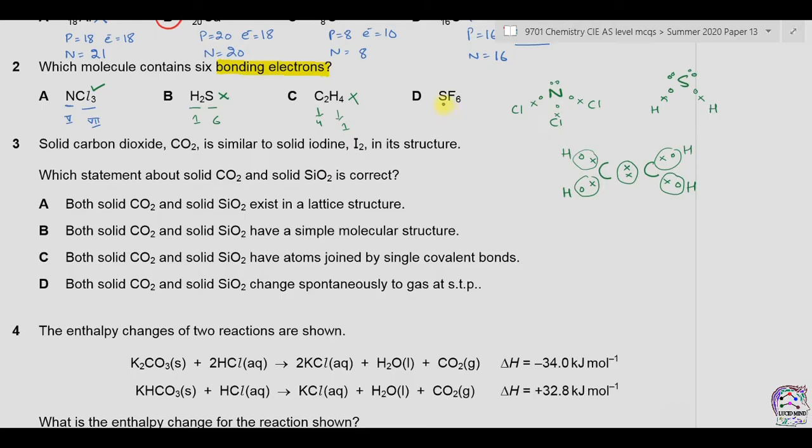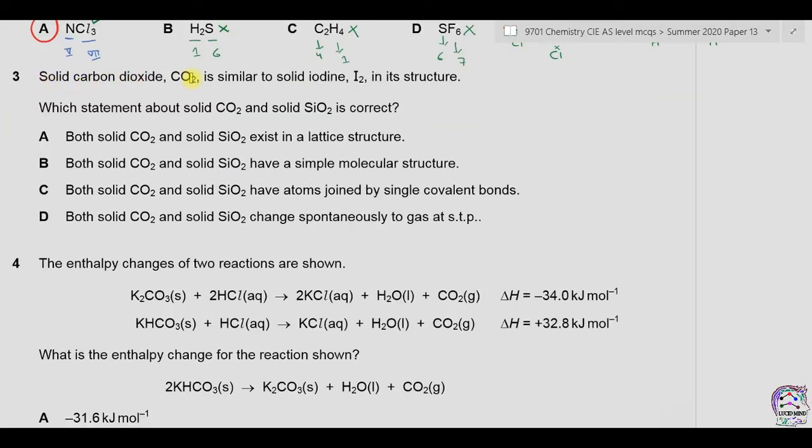Third is SF6. Sulfur is from 6th group in the periodic table while fluorine is from 7th group. The structure of SF6 will be like this. Sulfur makes 6 single covalent bonds with fluorine atoms. So there are 6 fluorine atoms around sulfur atom. This is the structure of SF6 and you can see there are 12 bonding electrons present. So D is also incorrect. So the only option is A.